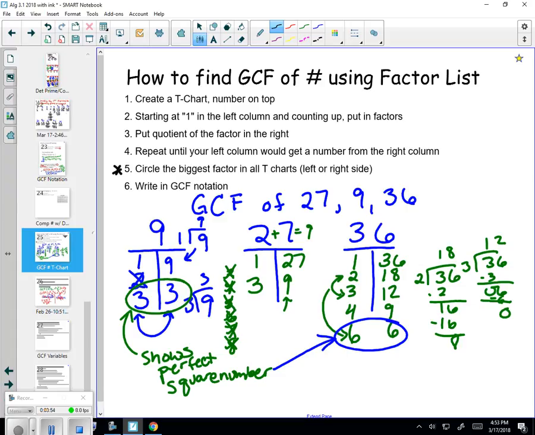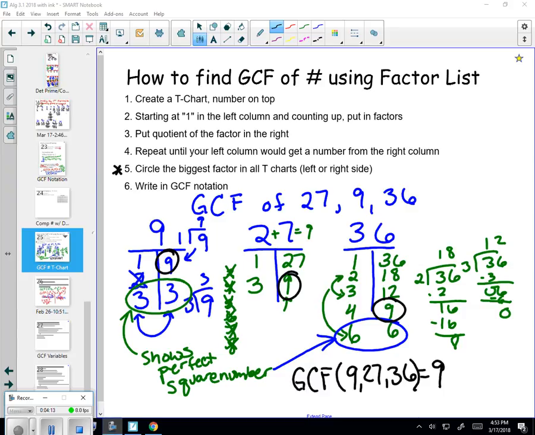Circle the biggest factor in all of the problems. It can be on the left side or the right side. 9 is the biggest in all of them. Step 6. Write GCF notation. Pause your video and try writing GCF notation yourself. Remember, it must go from least to greatest inside your parentheses.